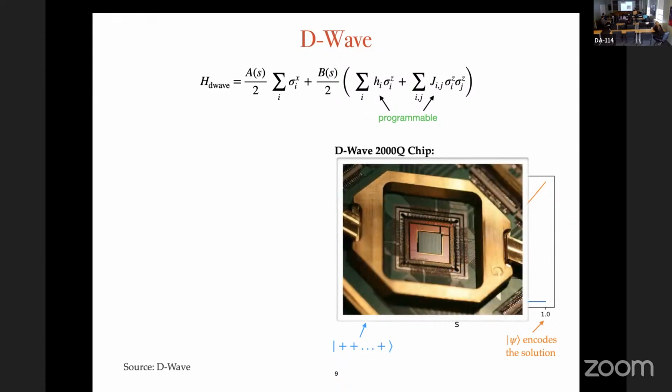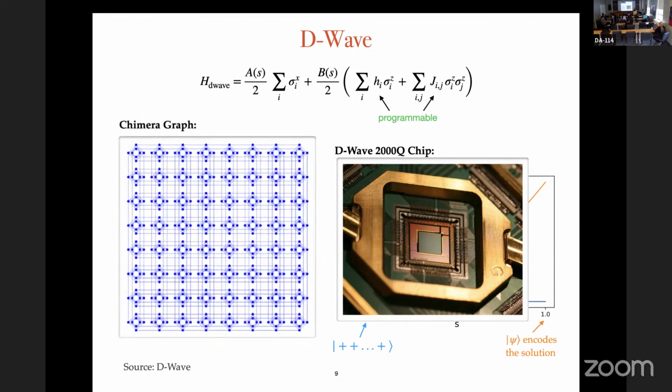So this is just a picture of the D-Wave 2000Q chip. It's quite small. It's probably the size of your thumbnail. It has in total 2048 superconducting qubits, and they connect to each other through this chimera graph. In this chimera graph, there are 16 by 16 unit cells, and in each unit cell, there are 4 horizontal qubits and 4 vertical qubits. So one of the challenges we face is how to embed our Hamiltonian into this highly restricted chimera graph.